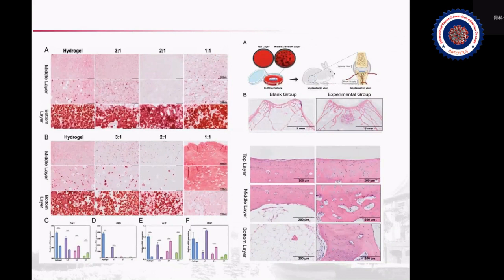In vivo, the results showed that the cell-loaded scaffold with gradient NHA and pore structure can promote the overall repair of cartilage, subchondral bone, and bone trabeculae.